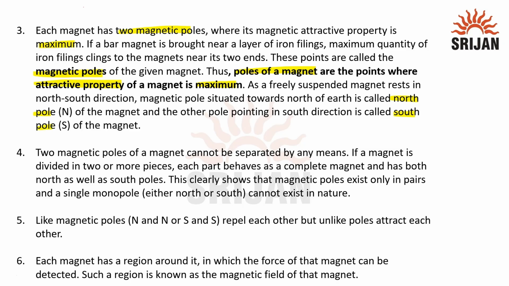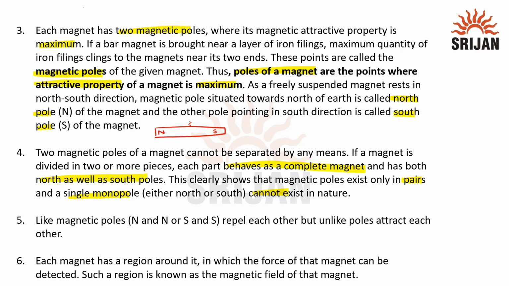Moving on to the next property. Two magnetic poles of a magnet cannot be separated by any means. If a magnet is divided into two or more pieces, each part behaves as a complete magnet and has both north as well as south poles. This clearly shows that the magnetic poles exist only in pairs, and a single monopole, either north or south, cannot exist in nature. So consider this is a bar magnet which has two poles, north and south.